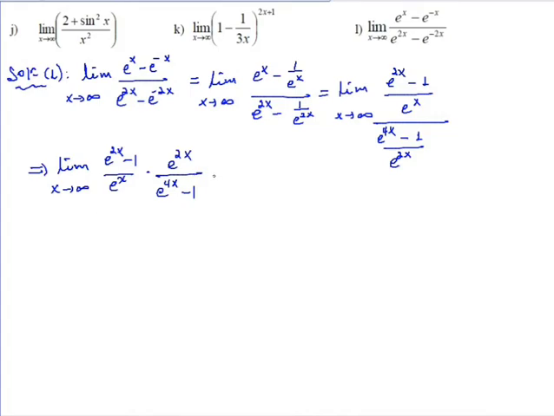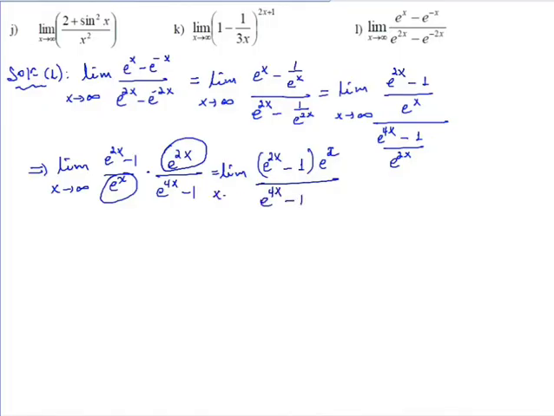So this can be written as the limit of e to the power of 2x minus 1 times e to the power of 2x minus x, which means e to the power of x. Here you can simplify this part by this part, so it becomes e to the power of x over e to the power of 4x minus 1 as x approaches infinity. Now e to the power of 4x minus 1 means e to the power of 2x minus 1 times e to the power of 2x plus 1.